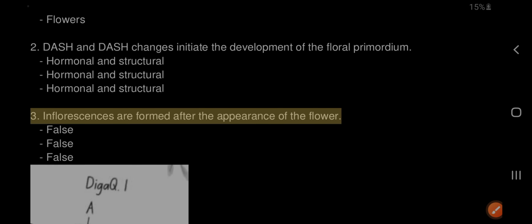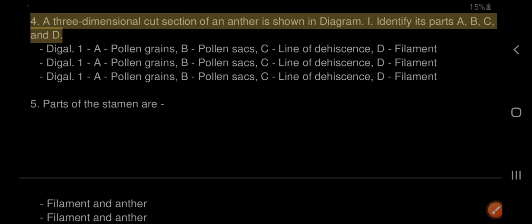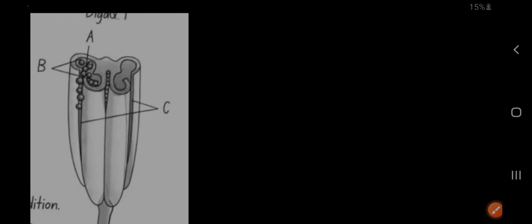False. 4. A three-dimensional cut section of an anther is shown in the diagram. I. Identify its parts A, B, C, and D. Answer: A. Pollen grains, B. Pollen sacs, C. Line of dehiscence, D. Filament.